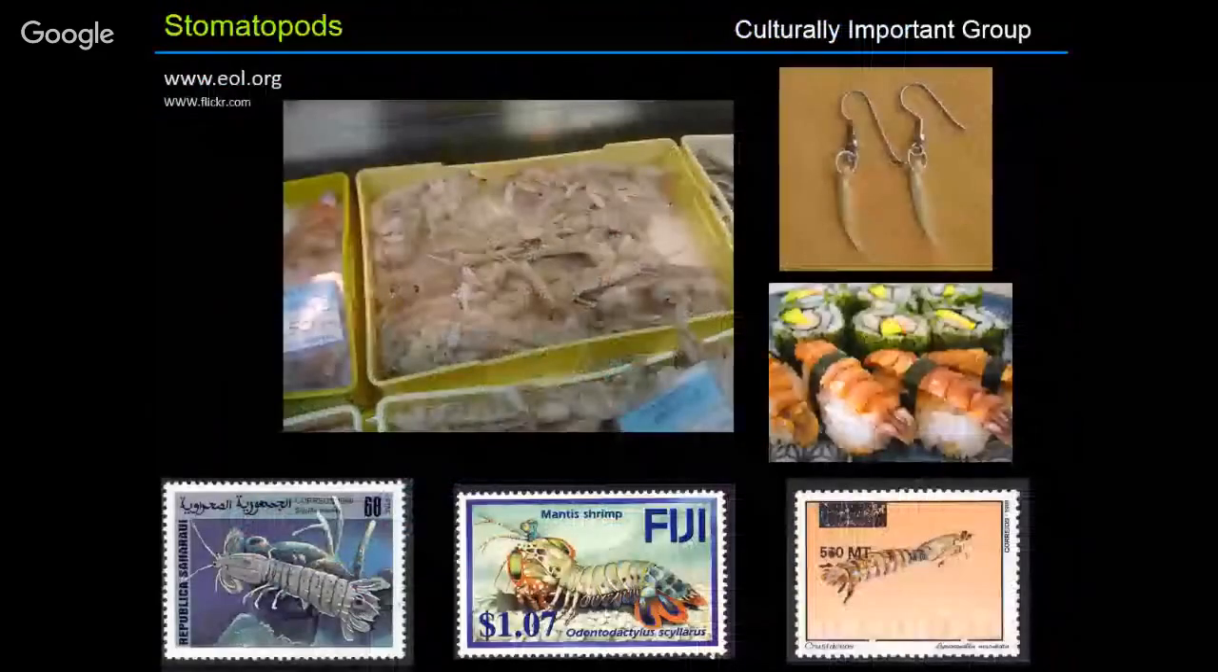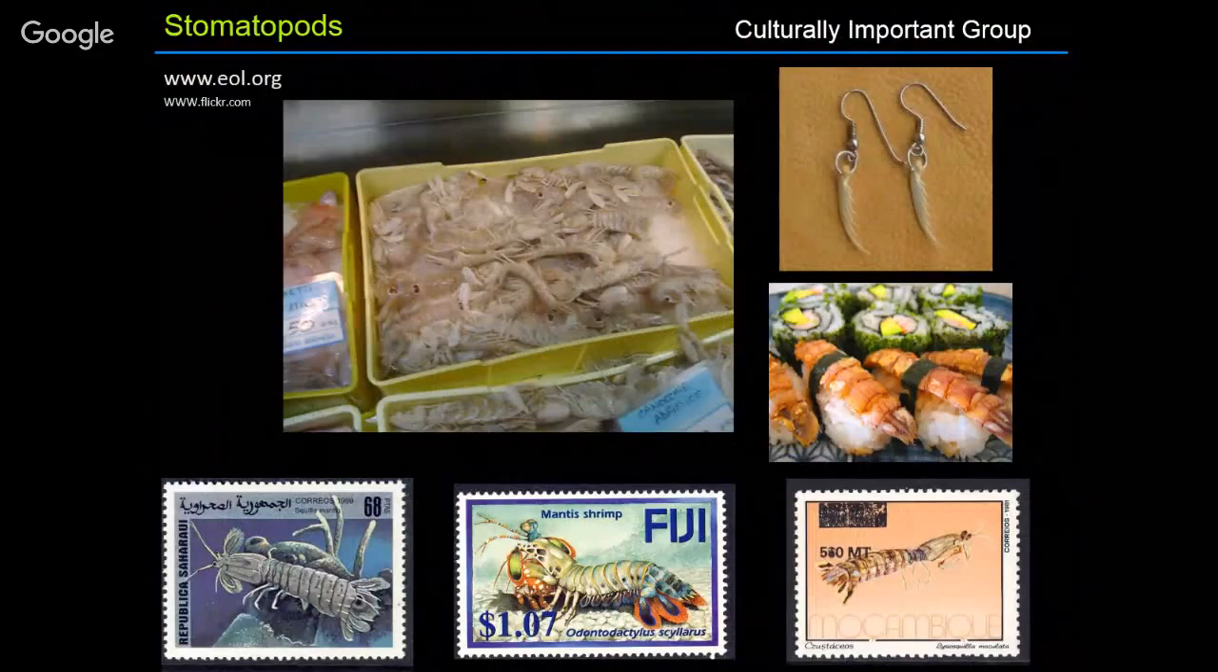So stomatopods, to give you a little more information about the group, are a culturally important group, particularly in the Pacific, not so much in mainland US. People aren't as familiar with them. But there are many places in Asia and the Pacific where they're eaten, where you can find stomatopods sold in fish markets. You can get stomatopod sushi if you're in the right place. I've been told that stomatopods were the original shrimp scampi. So if you go to Italy at the right time of year, you might have a stomatopod scampi.